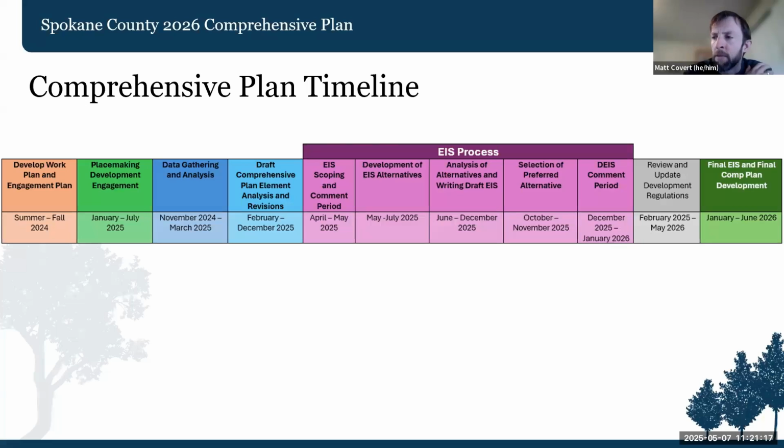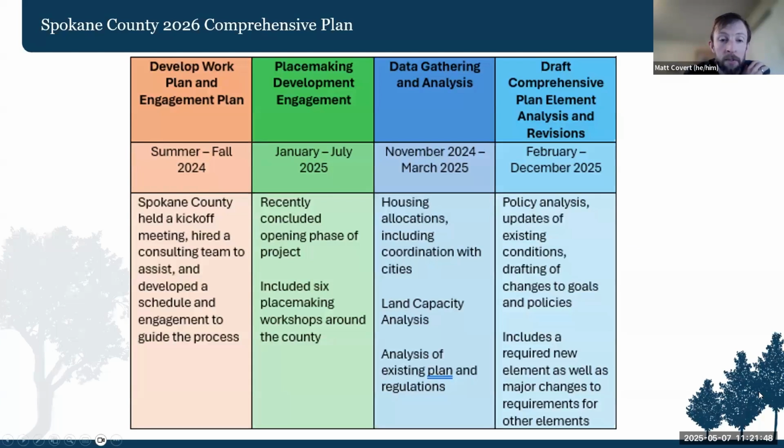I also just want to say for everyone that there are plenty of opportunities on the comp plan to engage as well. We've had some workshops to date. We have some rural open houses happening this month. We'll have some more digital tools rolled out over the next couple months to allow people to comment asynchronously on portions of the comp plan and on maps and on critical areas ordinance work and other aspects of the plan, as well as the elements themselves.